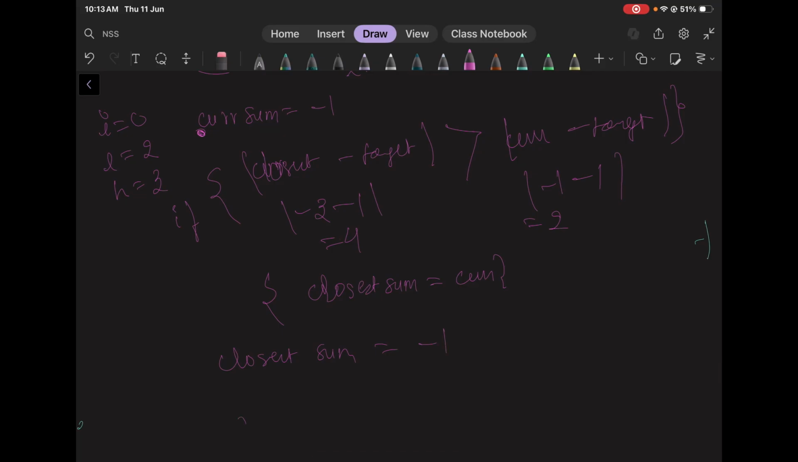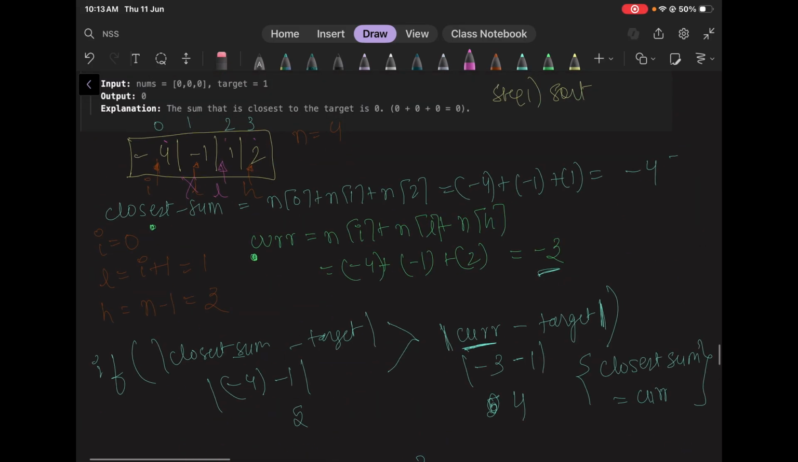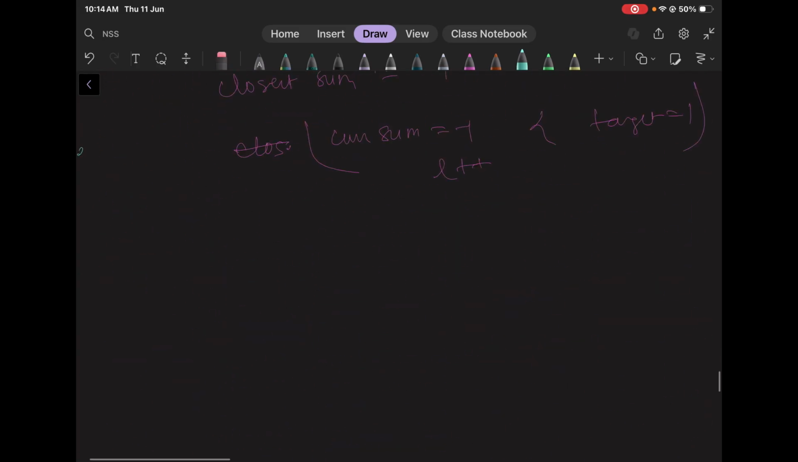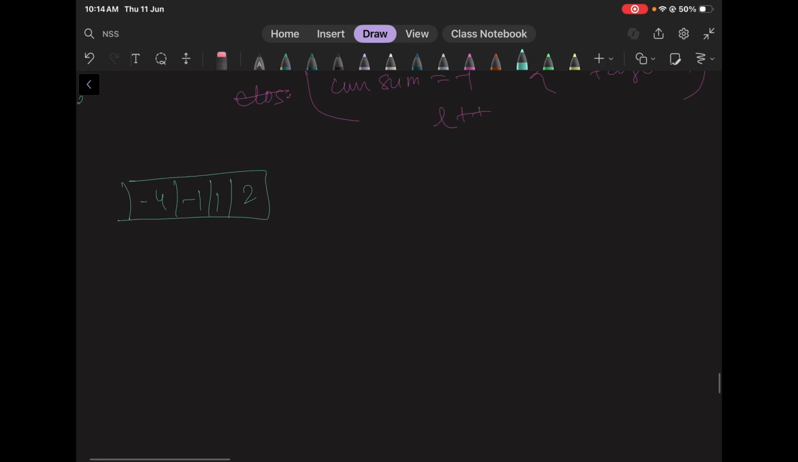Now my current sum, which is -1, and my target is 1, this is less than this. So I do low plus plus. When I move low from index number 2 to index number 3, it is equal to high, so this is not feasible. So now my task is to increment I. So I have -4, -1, 1 and 2. Now I increment I.